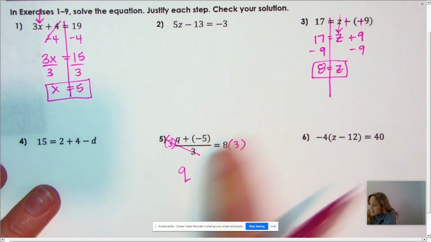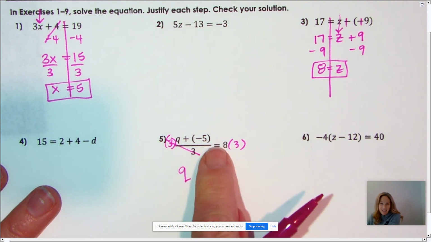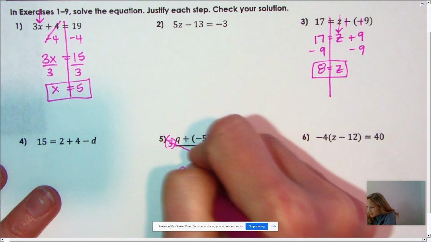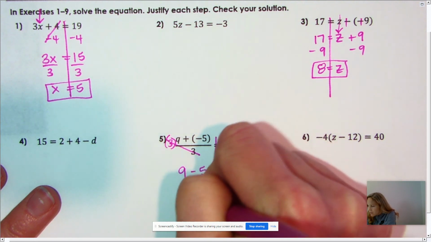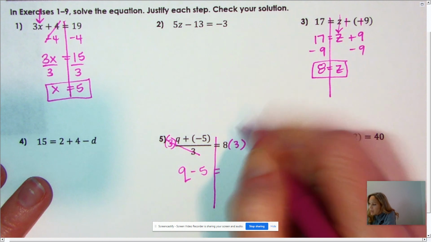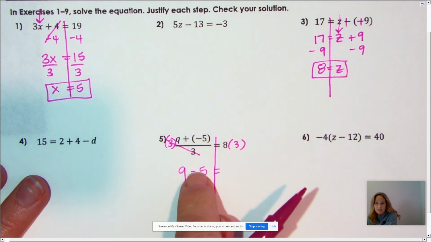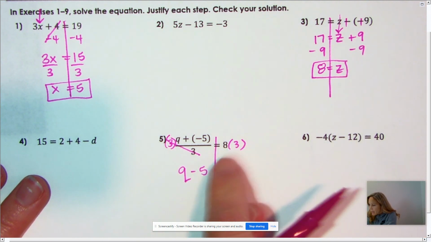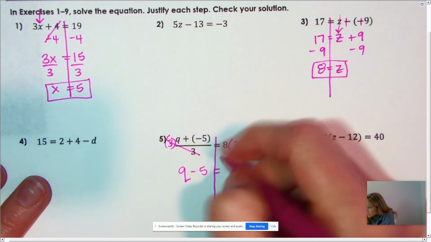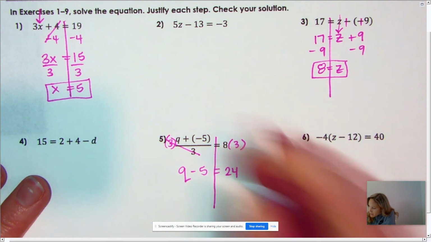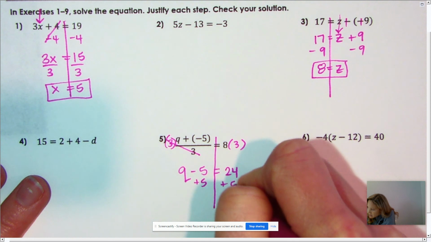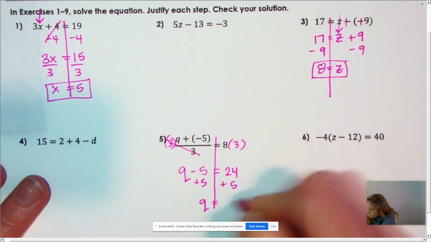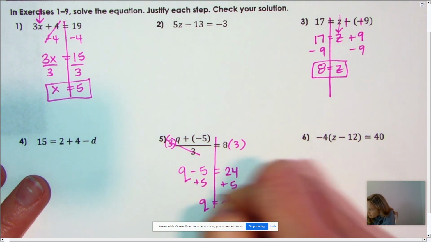So Q, and then instead of writing this as plus a negative 5, I'm just gonna write it as minus 5 because it's less confusing when you just have one sign. Adding a negative is the same thing as subtracting, okay? 8 times 3 is 24. And then I'm just gonna go plus 5 on both sides. So Q is equal to 29.